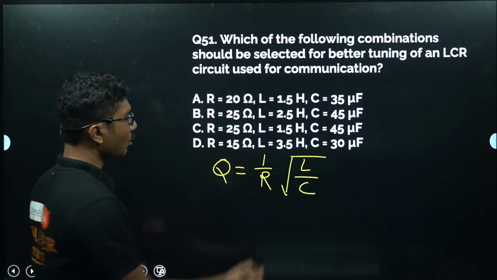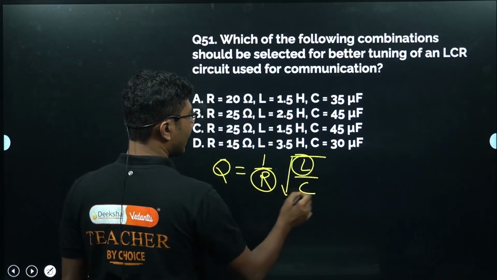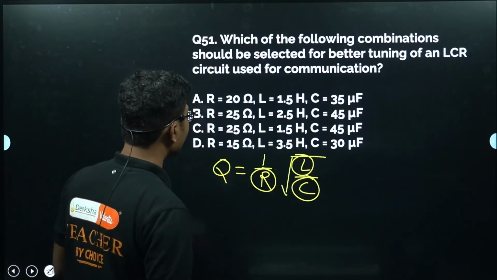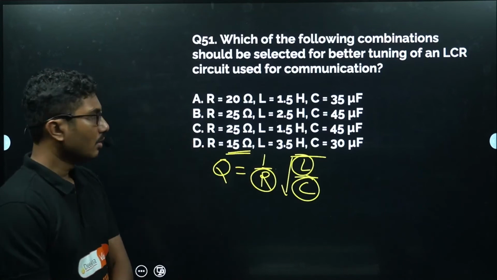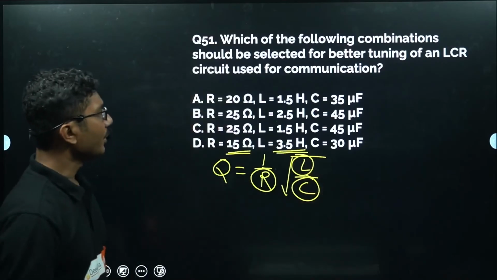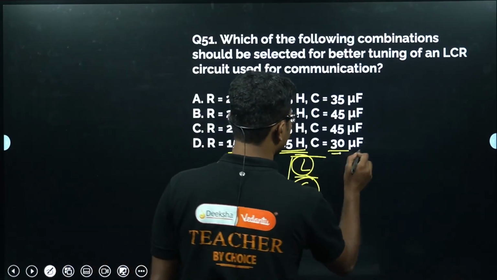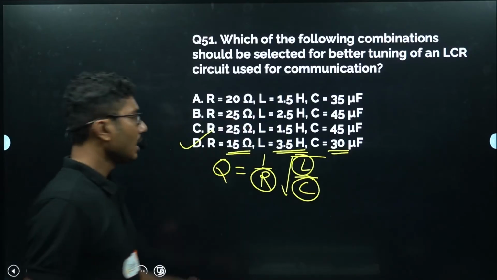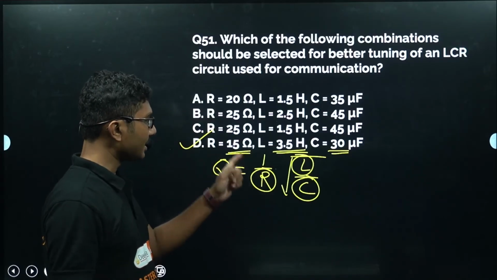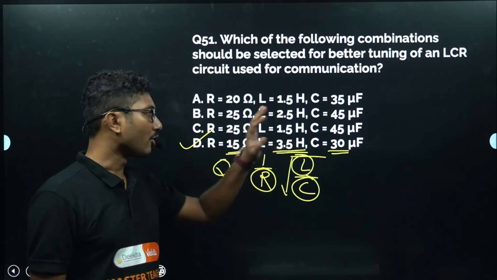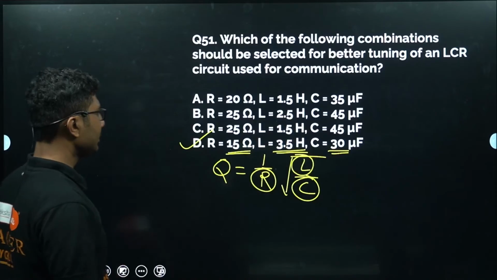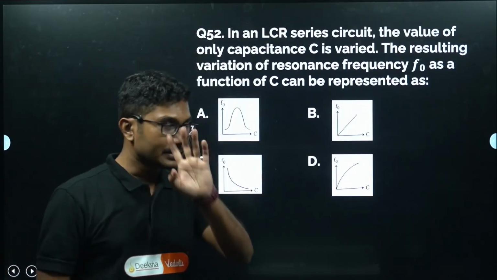Now you have to check for low value of R, high value of L, low value of C. So what are the combinations in the given values? The lowest possible R is 15 ohm. The highest value of L is 3.5, and the lowest value of C is 30. So the correct option is option D. A high value of quality factor means all the divisions are lowest and the numerator should be highest. So the only option from the given options is option D.